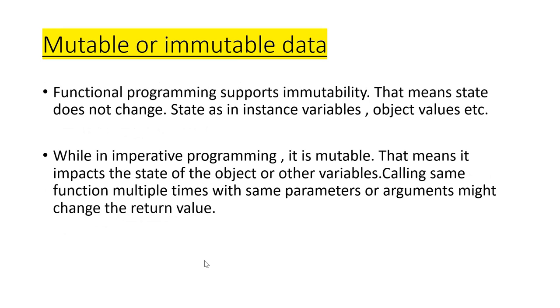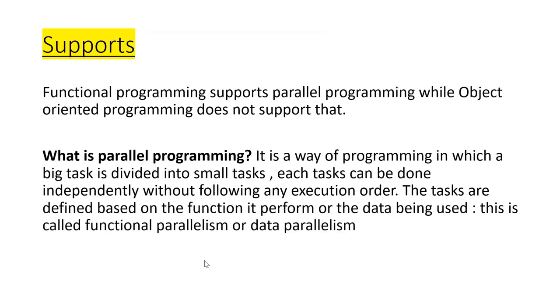Alright, now coming to the next slide. Supports. So functional programming supports parallel programming, while object-oriented programming does not support that. So what do you mean by parallel programming? Parallel programming is a way to take full advantage of a multiprocessing system.